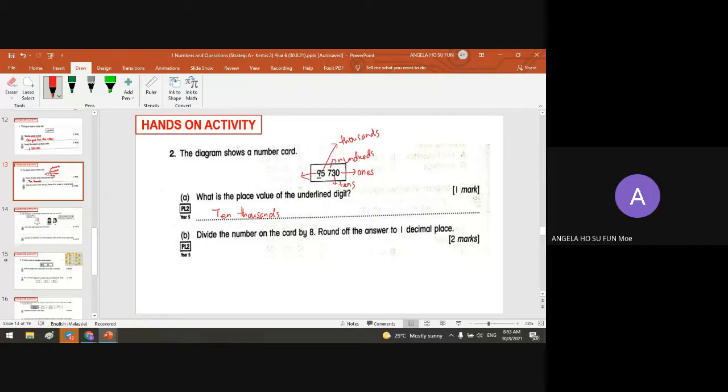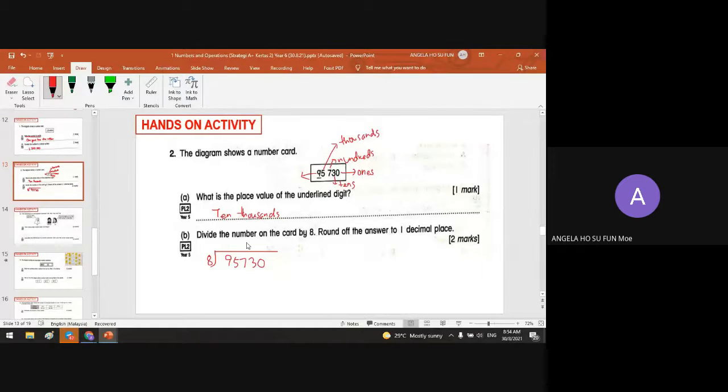10,000? One decimal place. 10,000? No. How do you do this one? Okay, divide. I need to use 95,730 divide by 8.